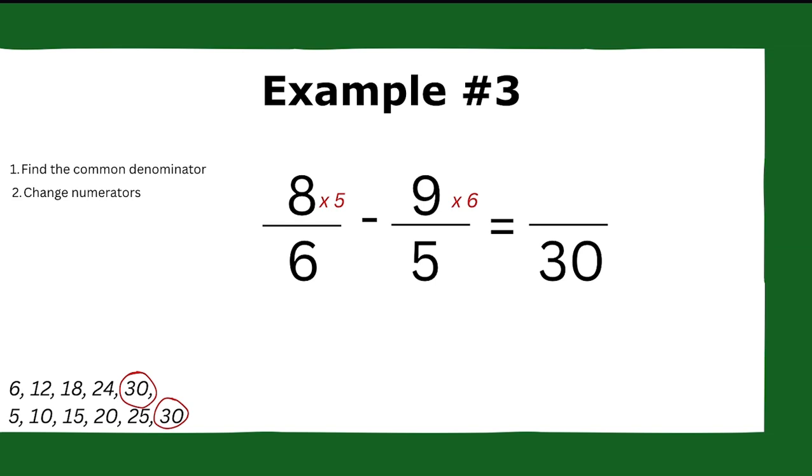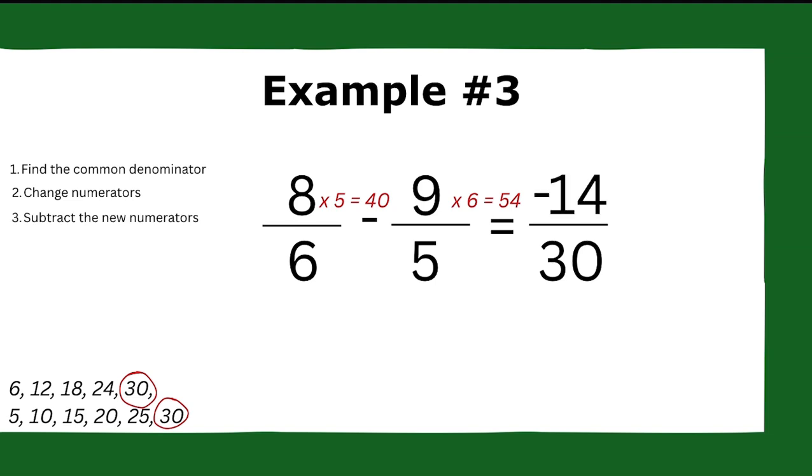Now, once again, I'm going to look at the top of that 5 and I see a 9. So I know that 5 had to be multiplied by 6. I'm going to have to multiply 9 by 6. So when I do that, I actually get 54 for 9 times 6. And for 8 times 5, I get 40. This is me changing my numerators.